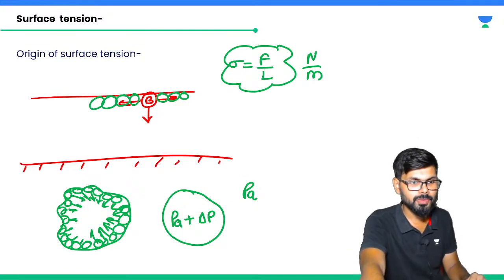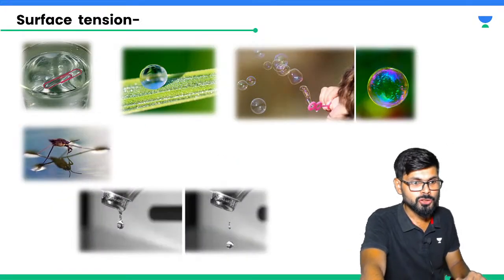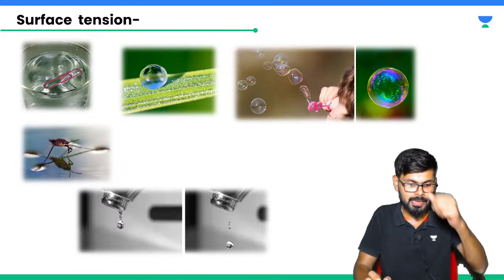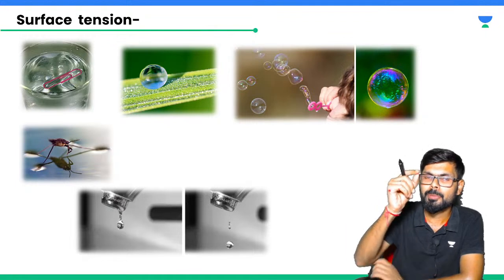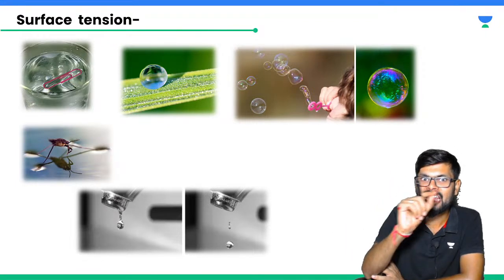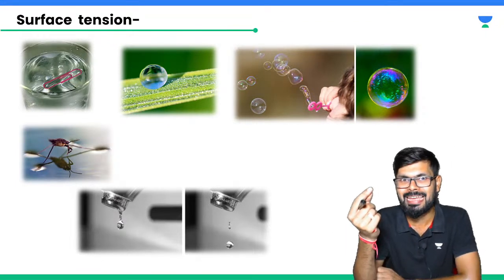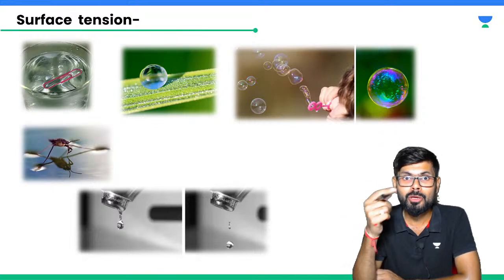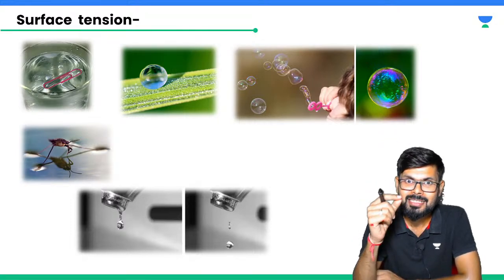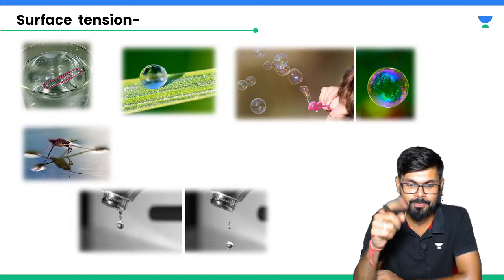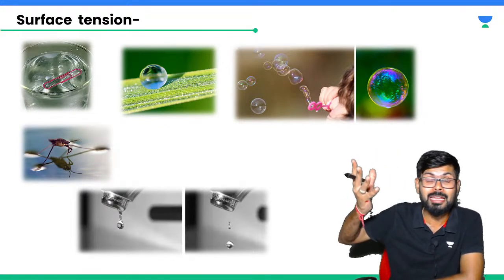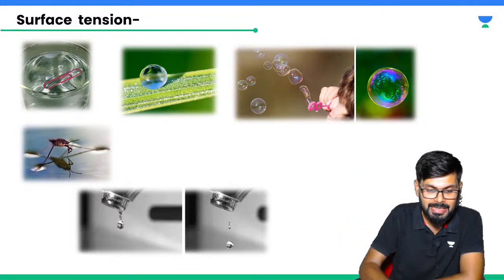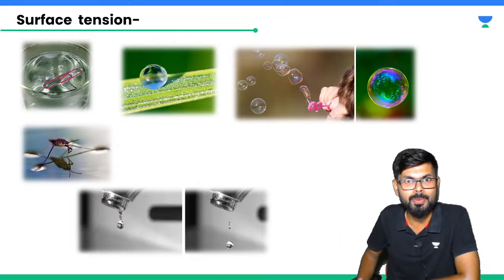Clear beta? This point is clear. So now here you can see all these diagrams, right? In the first diagram you can see that a small pin can float in water even though it is metallic. Why can it float? Because it is supported by the surface tension, not because of Archimedes principle. Don't think that it is because of Archimedes principle, right?